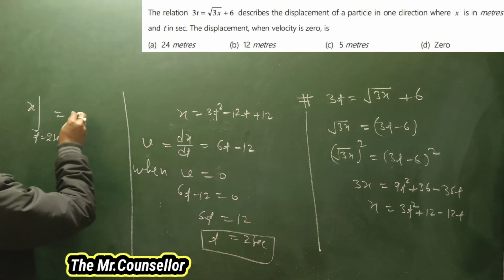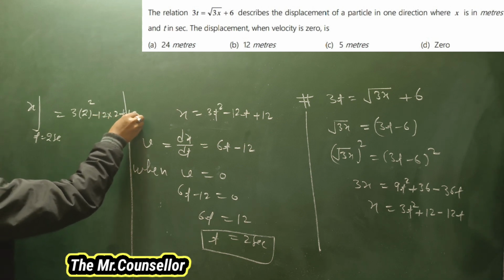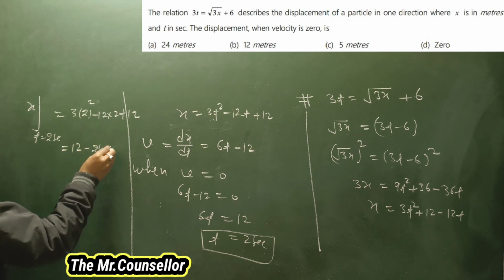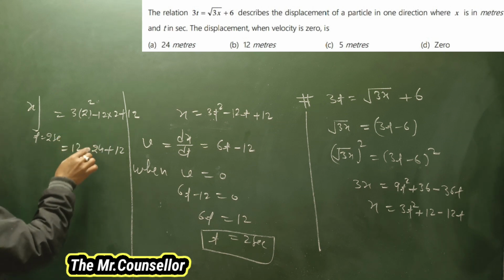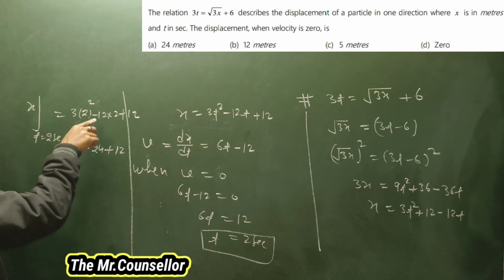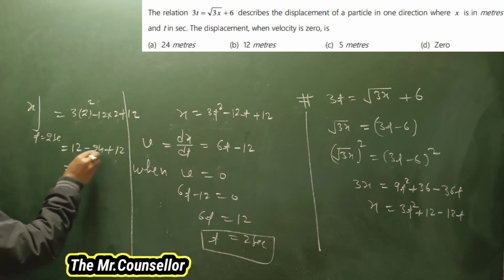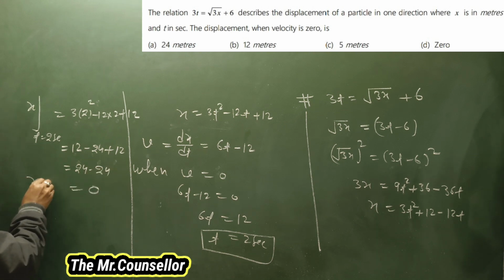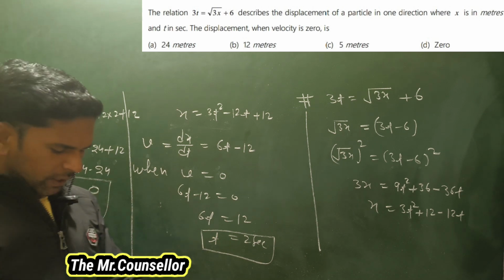So we apply it here: 3 × 2² − 12 × 2 + 12. Let's solve. 2 × 2 is 4, 3 × 4 is 12, minus 24, plus 12. 12 + 12 is 24, minus 24, which means 0. So the displacement at t = 2 seconds is 0. Is it okay or not?